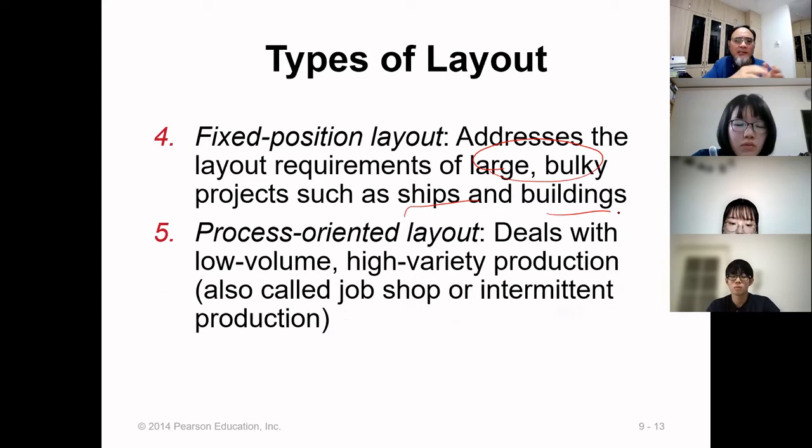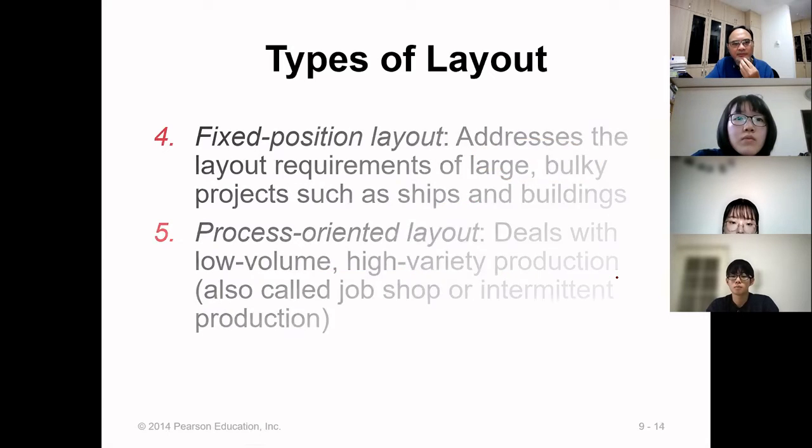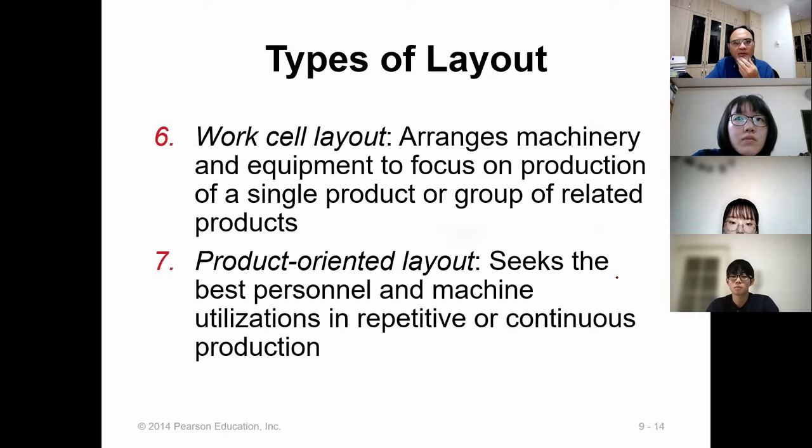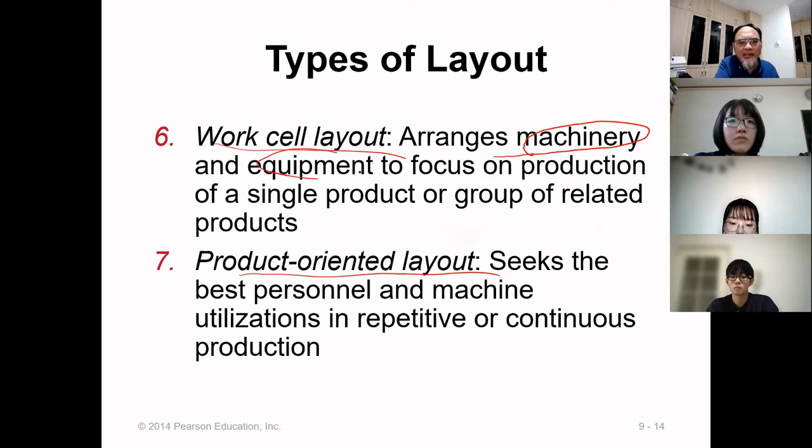And process-oriented layout, which deals with low volume, high variety production, also called job shop. Okay, there's another one, which is repetitive. Okay, there is a product-oriented layout, and work cell layout. So I will show you a video on this. It arranges machines and equipment that focus on production of a single product or group of related products.